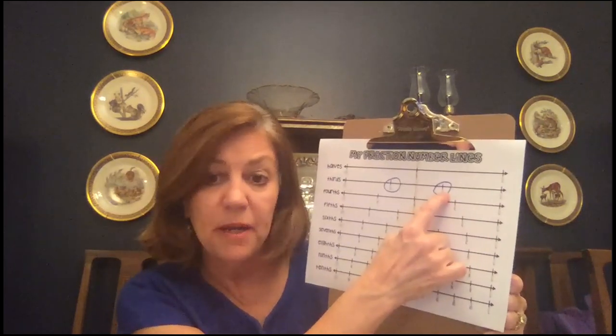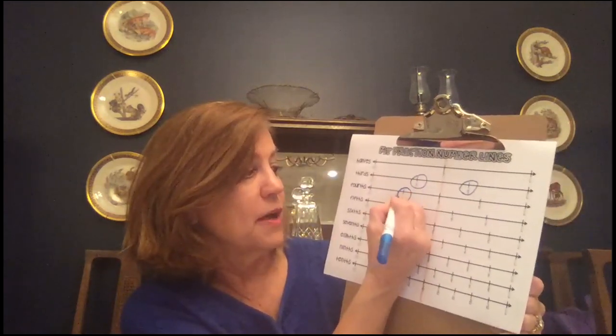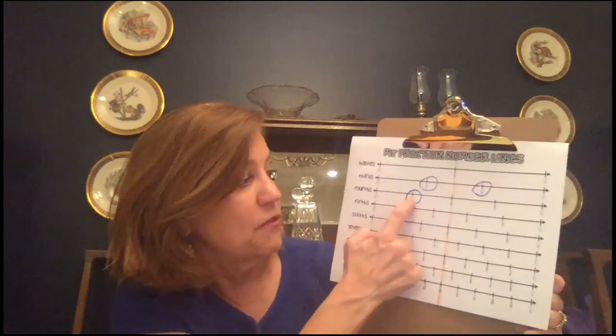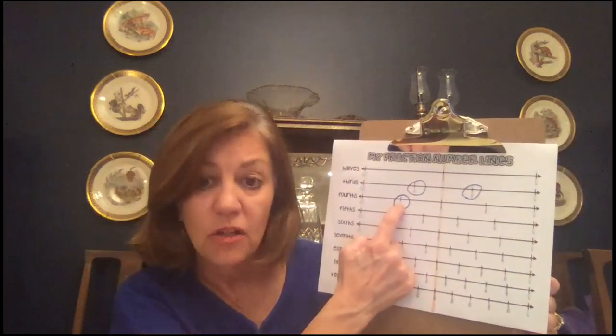I can also compare fractions from different number lines. I can look at 1/3 and I can look at 1/4, okay? And I can tell that 1/4 is actually smaller than 1/3 because it's closer to 0.